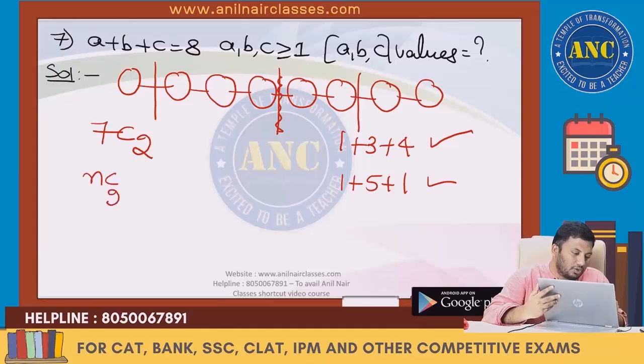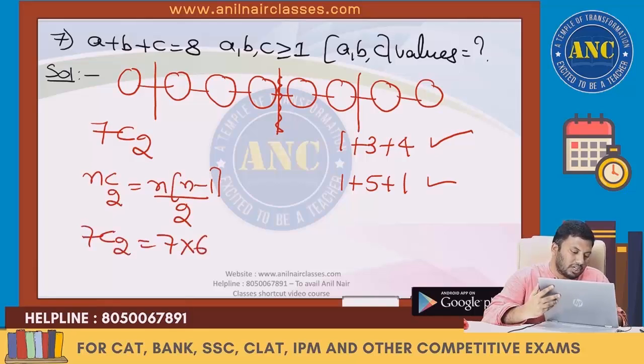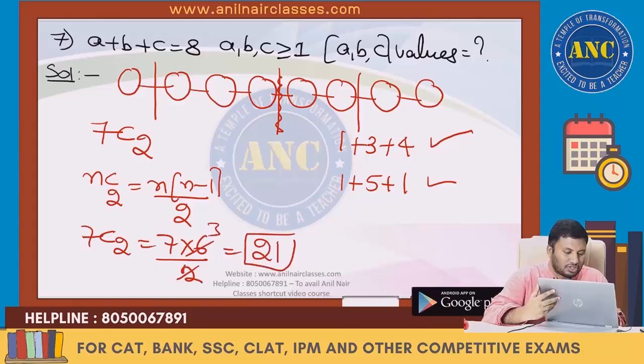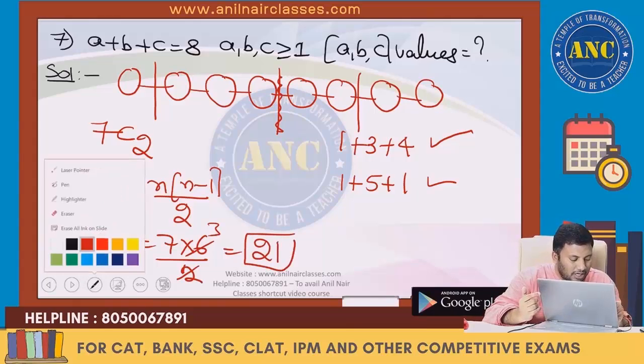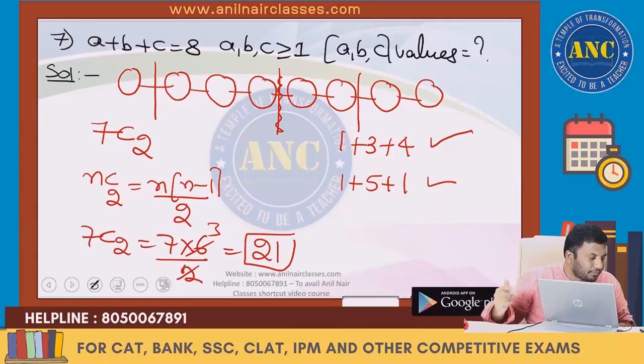7C2. nC2 is n into n minus 1 by 2. 7C2 is 7 into 6 by 2, which is nothing but 21. The answer for this question is 21. I hope the idea is clear.